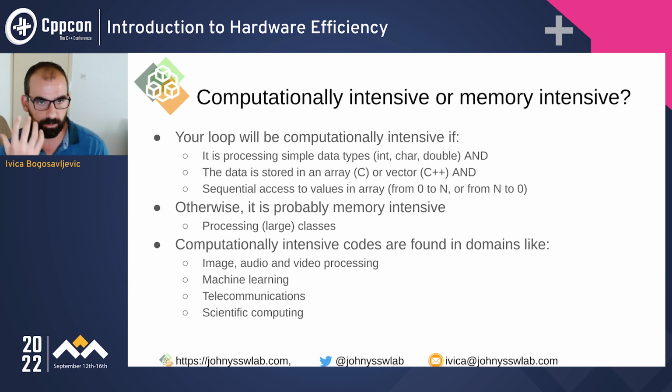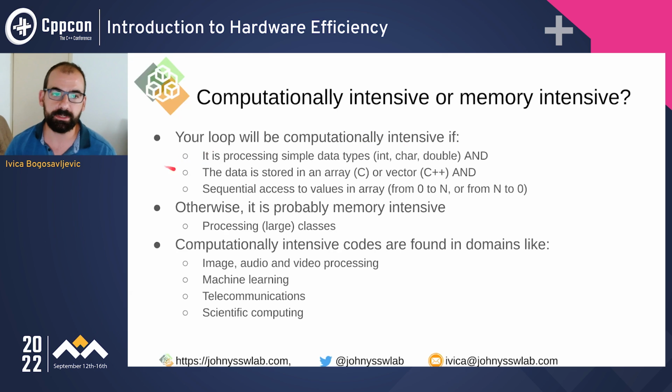And if you want to check if your loop is computationally intensive, these are the criteria. So first criterion is that the loop is processing simple data types: ints, char, double, float, but these are simple basic data types. Or maybe really small classes, like a class with 2 members. If you have a loop that is processing large classes, then that loop will not be computationally intensive.